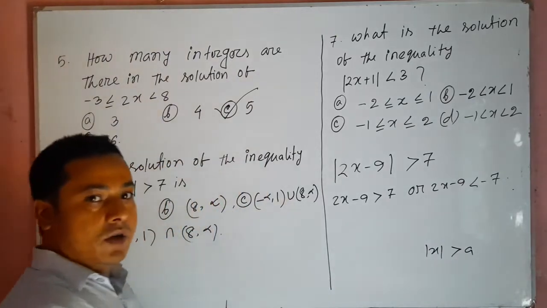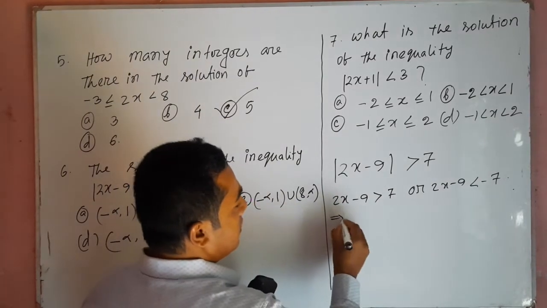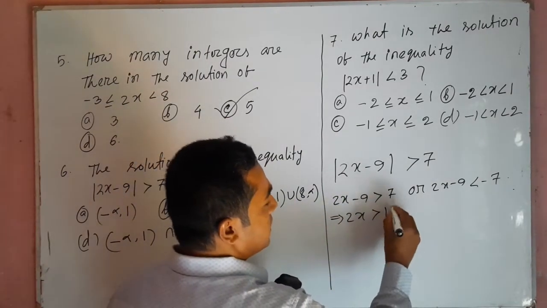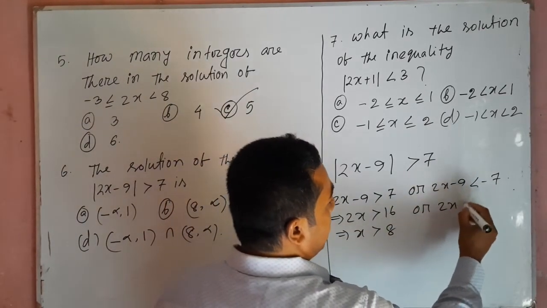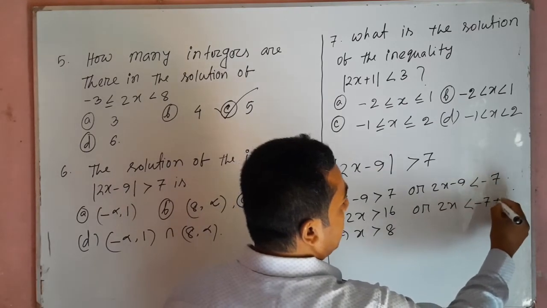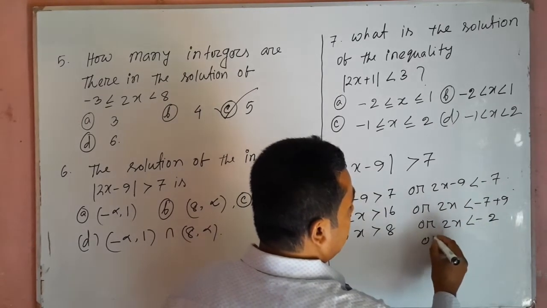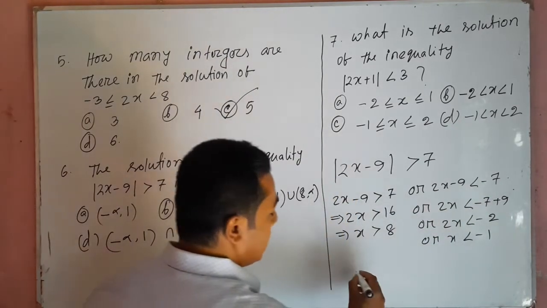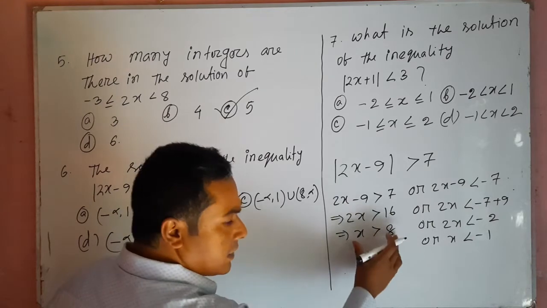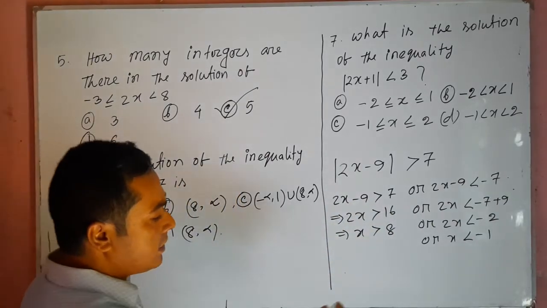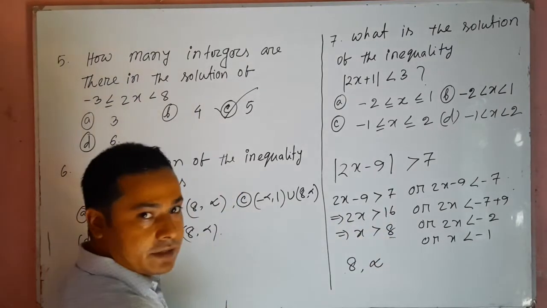Okay, we have already discussed this. By this option we can write 2x is greater than 16, then x is greater than 8, or 2x minus 7 plus 9, or 2x minus 2, or x is less than minus 1. It has two options. X is greater than 8, so we can write x is greater than 8, that means the smaller number is 8 and the greater number is infinity.